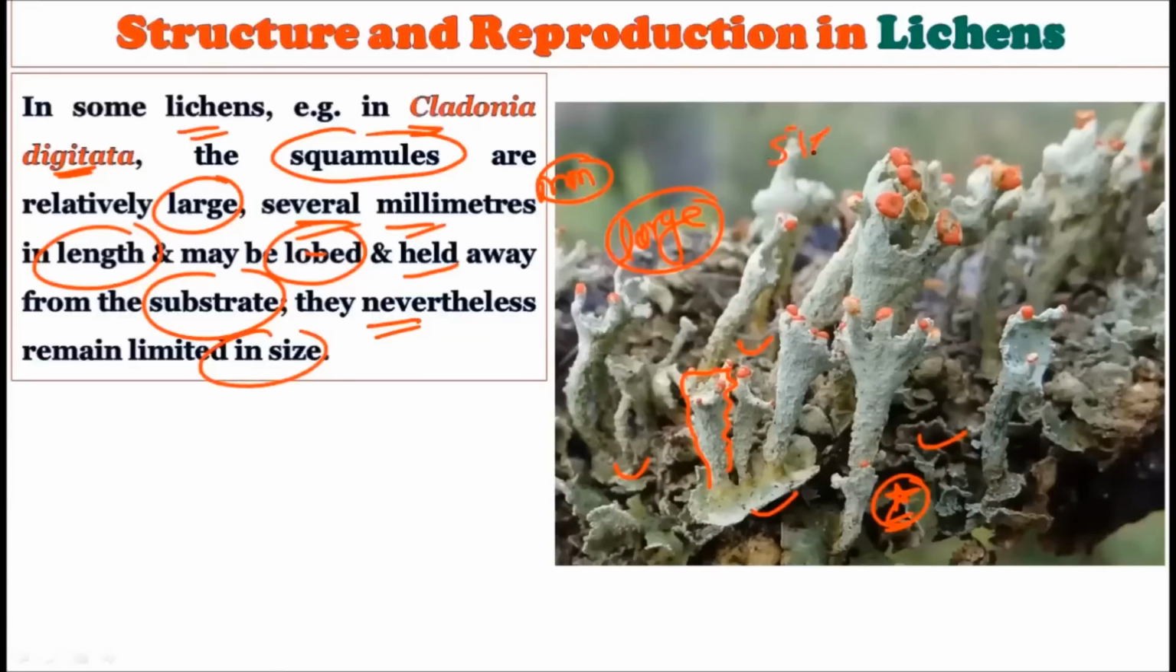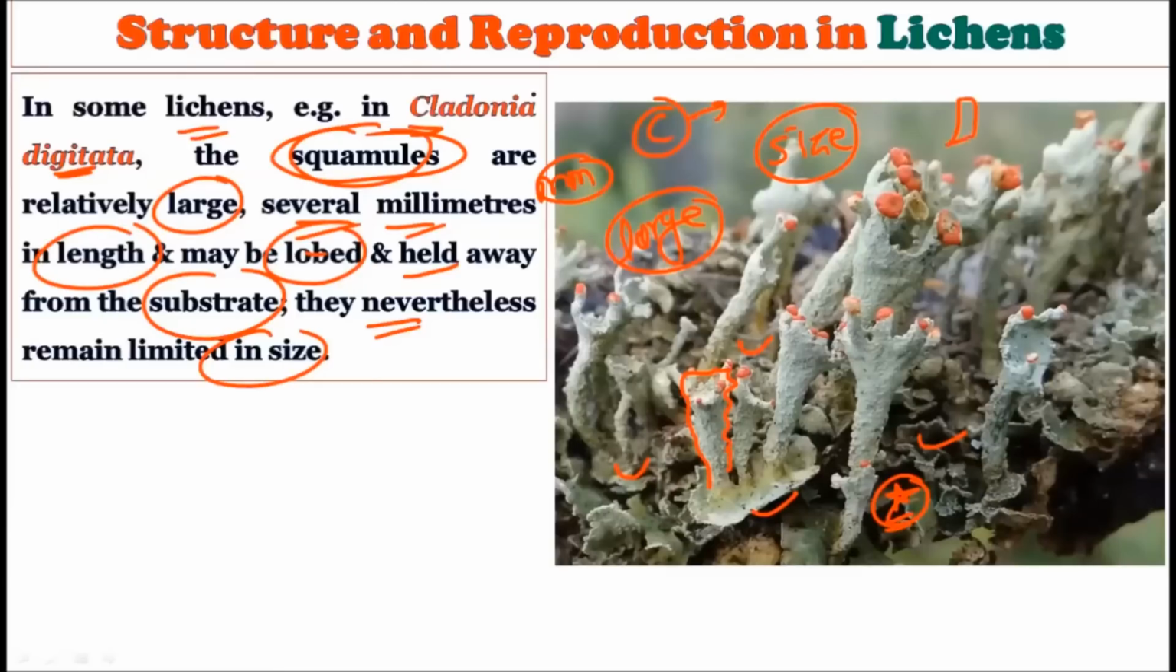So size is always the limiting factor for the squamulose lichen, because squamulose lichens are very short or small in size as compared to the Crustose lichen, but they show some advanced differentiation in the form of lower cortex and the rhizini. Plus they also show some squamules which are relatively larger in size as compared to the other squamulose lichens, and these squamules can come out of the surface and grow upward like this.